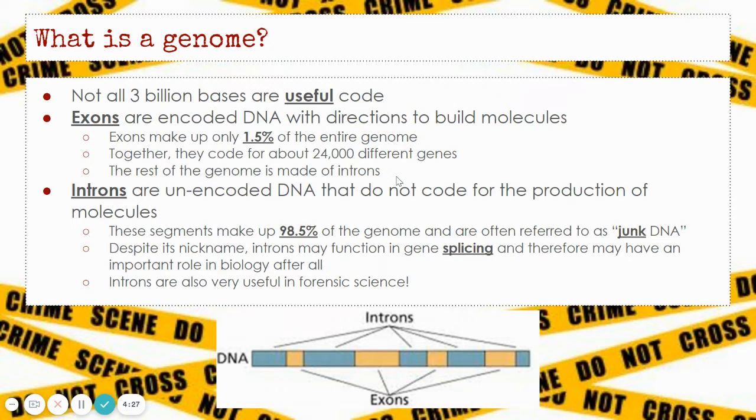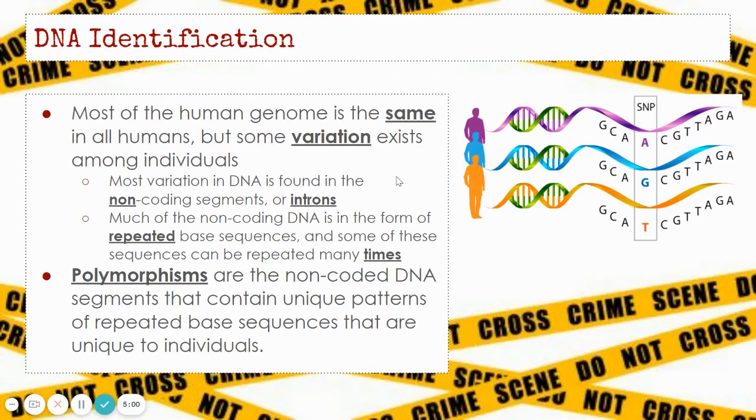Introns are unencoded DNA. They don't code for the production of any proteins. These segments make up about 98.5% of the genome, and sometimes they will be referred to as junk DNA. So despite that name, introns actually have a function in gene splicing and actually have a very important role in biology. And introns are what we're going to focus on in forensic science. So in this whole big segment of DNA, you have the exons, which actually code for something. We have introns, which don't code for anything. They're just filler DNA.